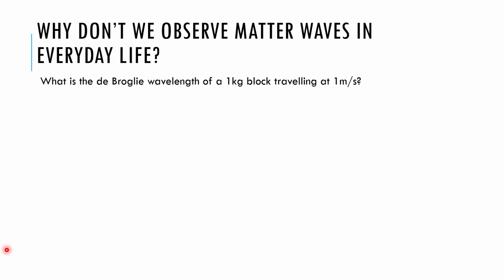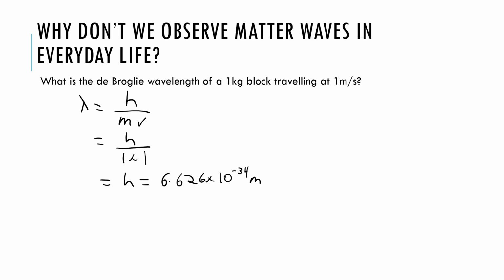If we were to calculate the de Broglie wavelength of a 1 kilo block traveling at a meter per second, all we would need to do is substitute m, v, and the Planck constant into our de Broglie equation. Now, conveniently, this just equals the Planck constant, which is 6.626 times 10 to the negative 34, but the units aren't the same because the units here are in meters. We're getting a wavelength. This means that the de Broglie wavelength for a macro scale object is ridiculously small. As such, if we want to observe the wave-like nature of this matter, we would only be able to do so at significantly small scales.